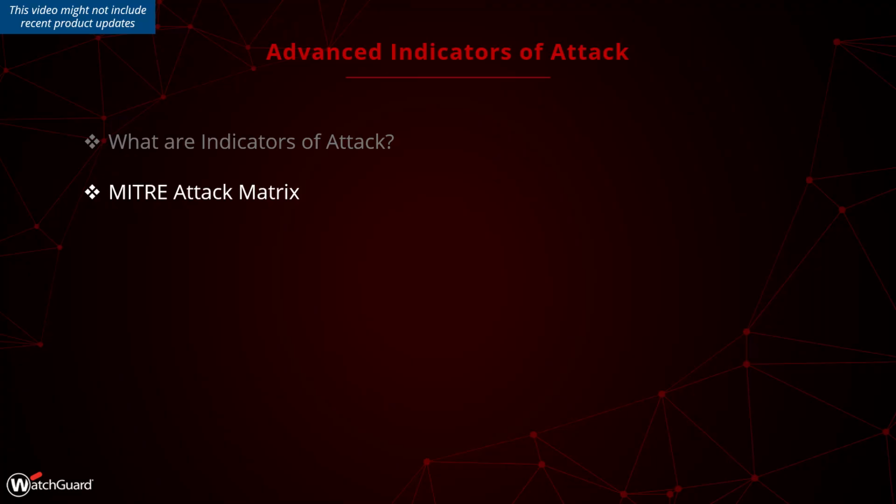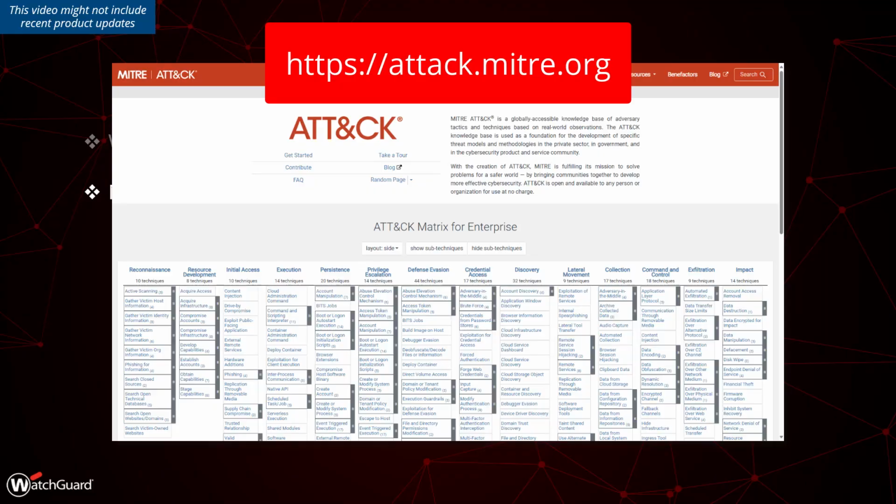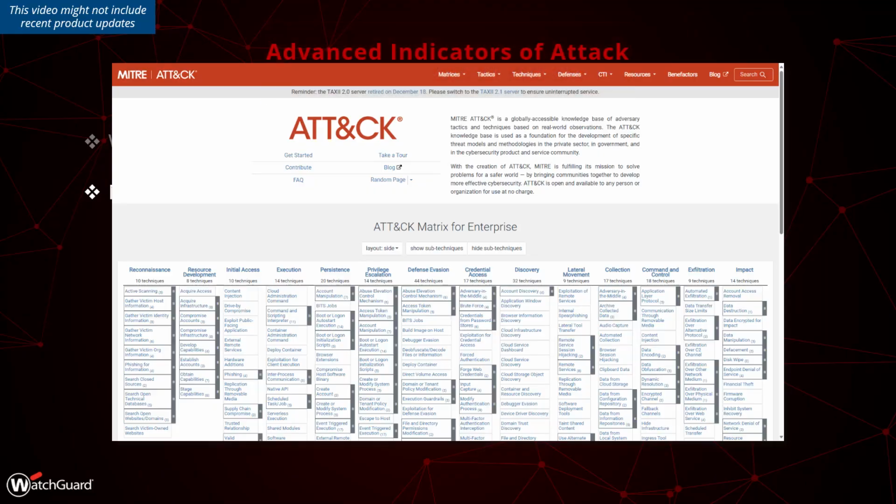Indicators of attack are categorized based on the attack matrix developed by the MITRE organization, which provides a framework to understand how different actions relate to different stages of an attack on a computer system. You can learn more about the MITRE attack matrix at attack.mitre.org.